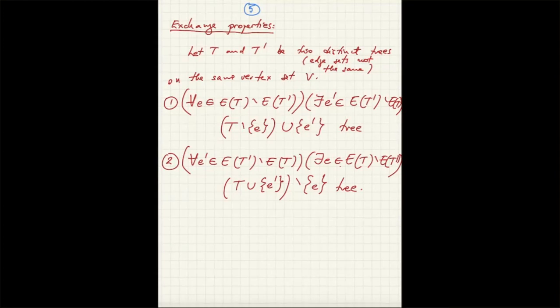So these are exchange properties for trees on the same set of vertices. They're not too difficult to prove. I think I gave the solution in the notes, in some previous material from previous years, but you should try to prove it yourself as well.